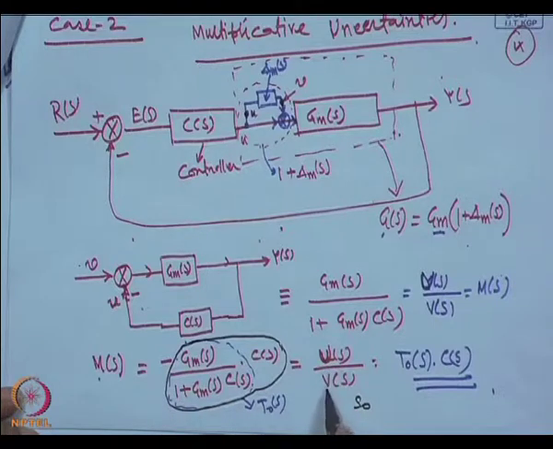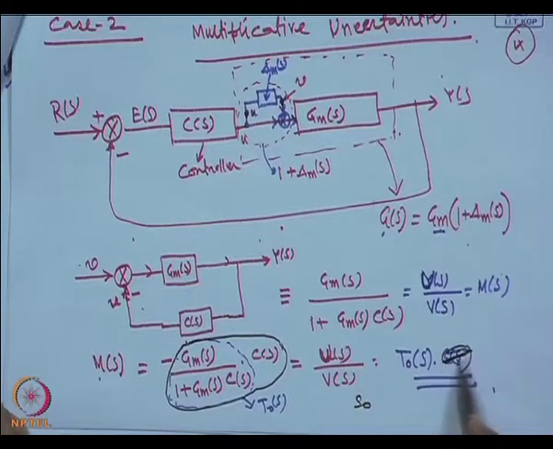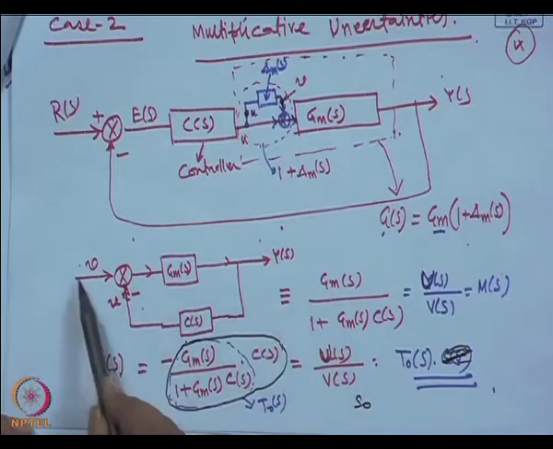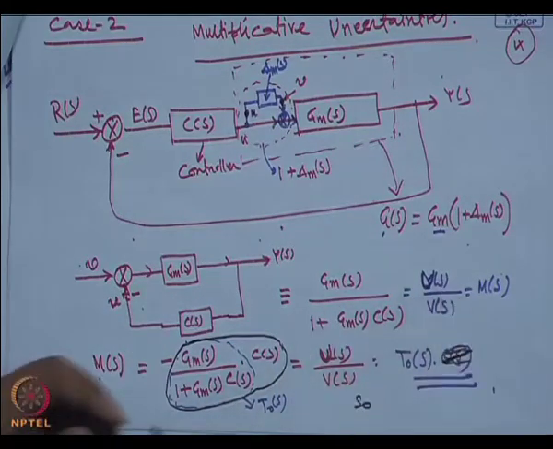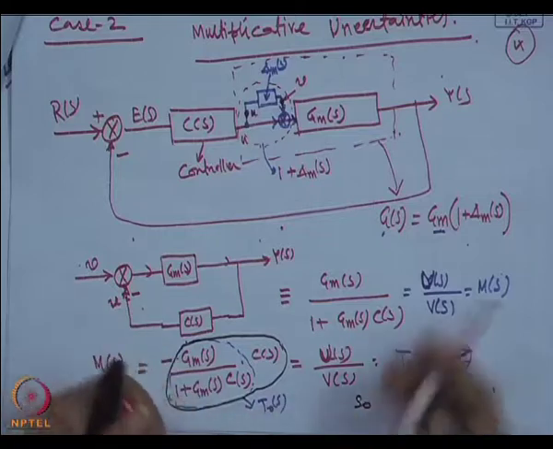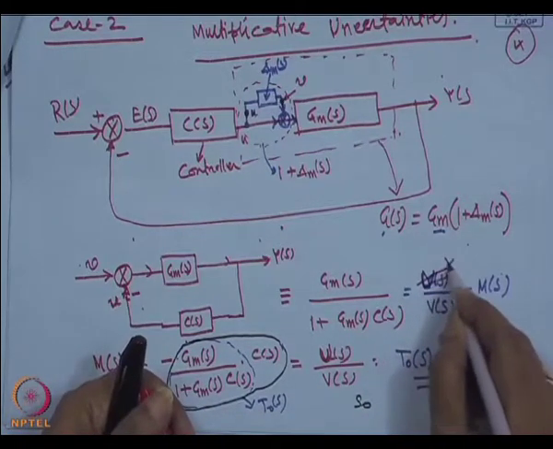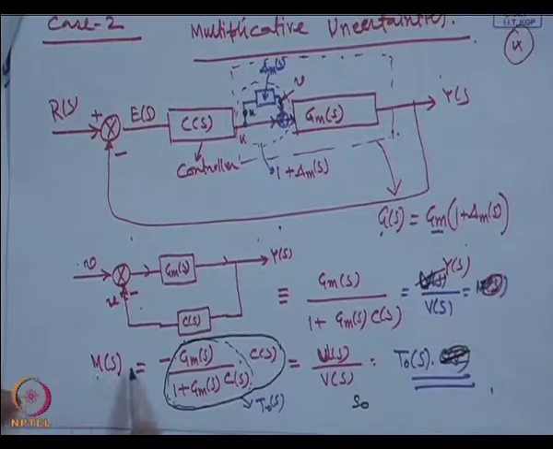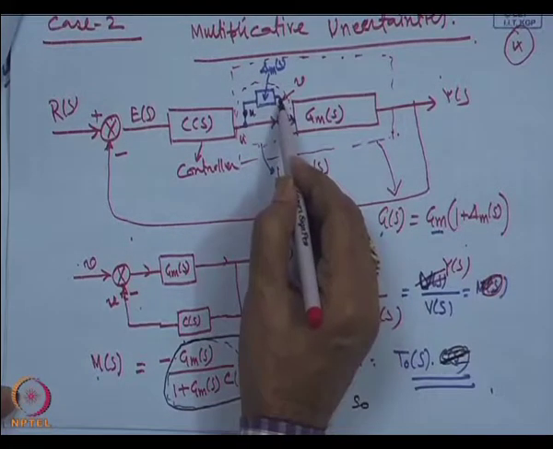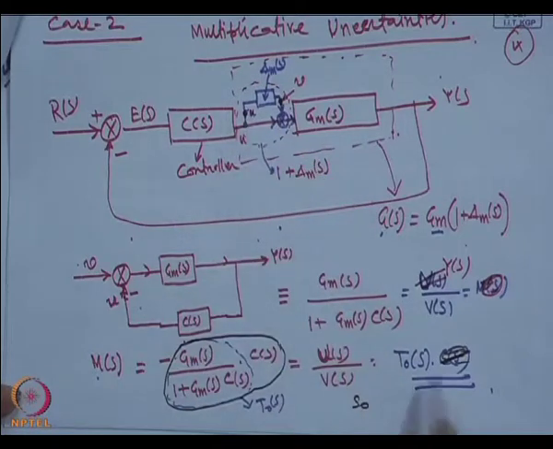So u of s by V of s is equal to T 0. This C 0 is not there, it is T 0, but G m. From here to here is the transfer function from V of s to y of s, G m over 1 plus G f. Sorry, this is y of s. When you are finding M of s, it is the input signal to the output signal, this is T of s.